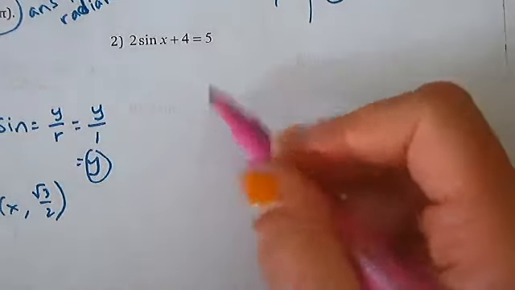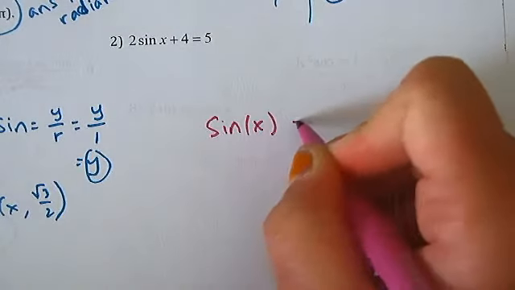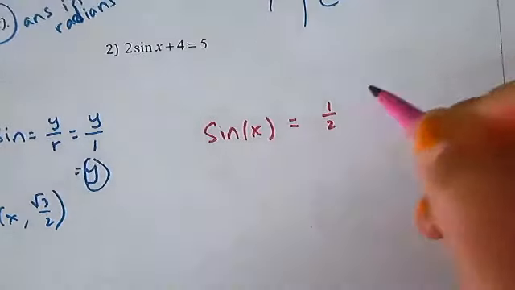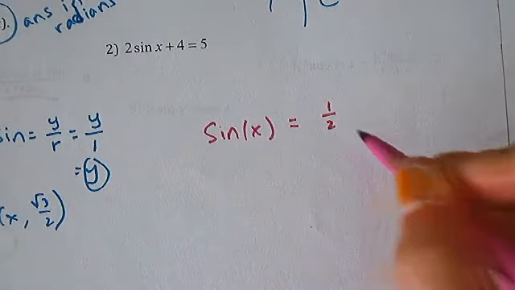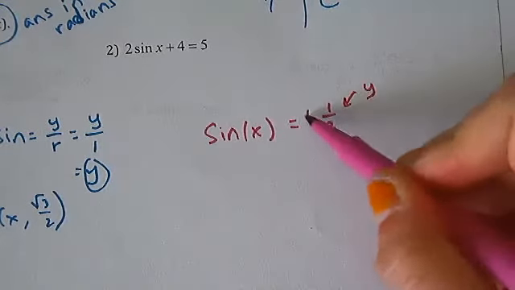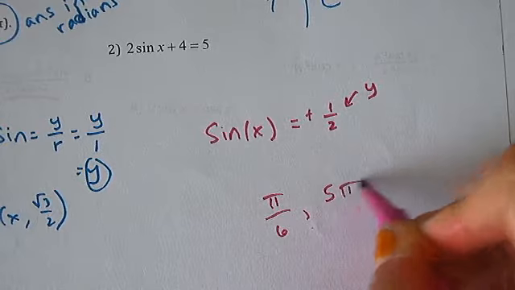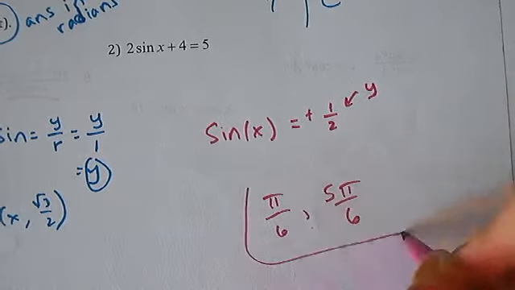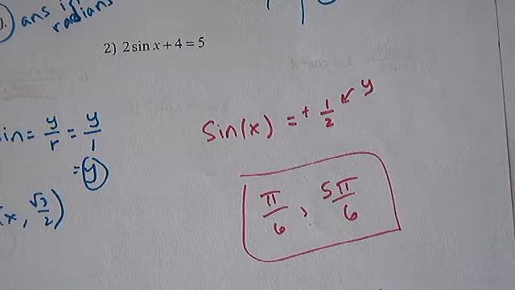So if you solved all the way through, -4 divide by 2, you should have got sine of x equals 1/2. But remember that you're not done yet. That's not the final answer. I need this in radians. So where on the unit circle is y equal to positive 1/2? Pi over 6 and 5 pi over 6, quadrant 1 and 2. So those are your two answers if you did this right. Okay. Let's move on to number 3.